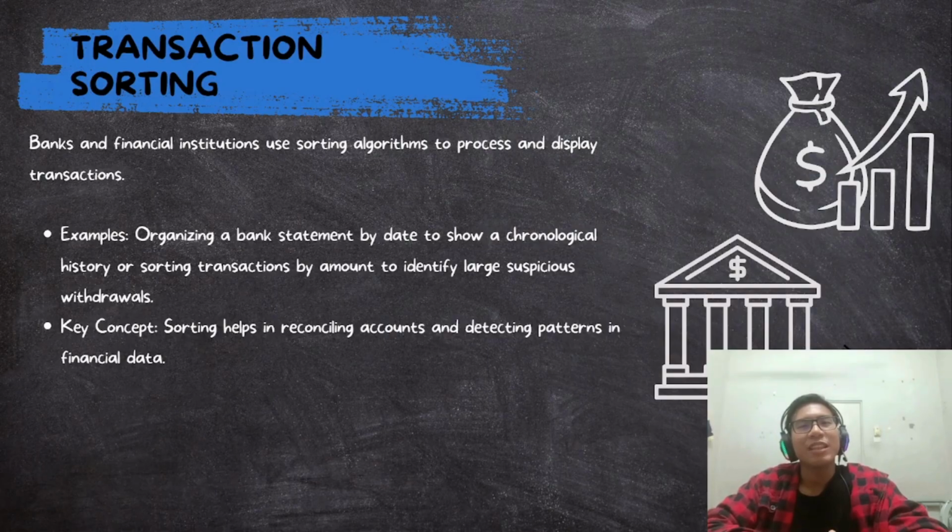This is usually important to determine if that person either lost their credit card or another person is using it secretly. So some of the key concepts would be sorting helping in reconciling accounts and detecting patterns in financial data. Like I said before, this is used to detect if somebody's stolen debit card or credit card is being used by another person.